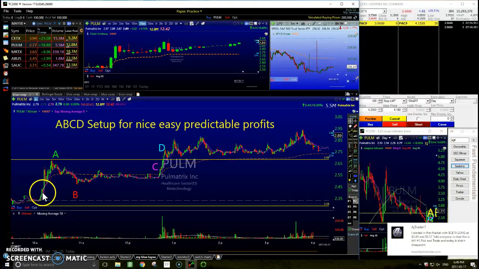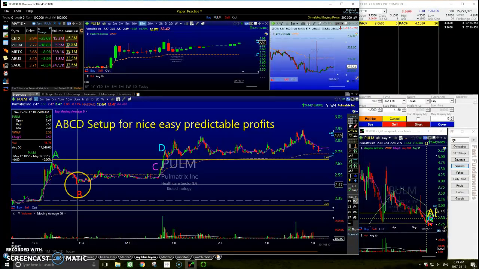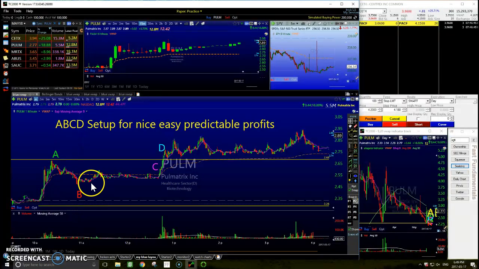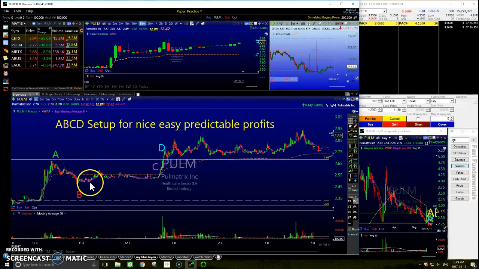So A is the initial run up. B is the pullback. Okay, so we don't know exactly where this is going to pull back to. There's lots of different ways that you can label your C. So you see here, as soon as it bottoms out at 247, right here it makes a higher low, at 249. So it's a couple cents.